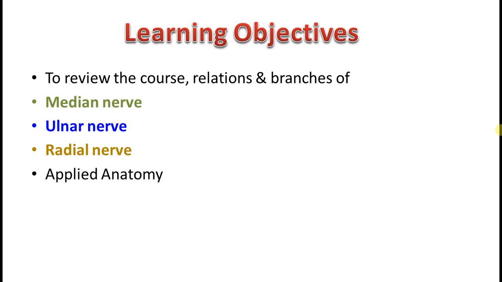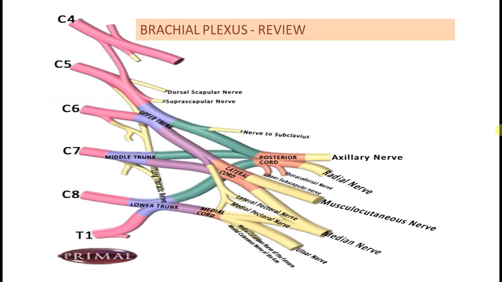So, we have seen the origin, course, relations and branches of these three nerves, in bits and parts in the arm, in the forearm and the hand. Now, in this session, I am going to summarize everything so that as one single answer you can write any one of these nerves. To start with, as a thumb rule, we all know that the innervation of the upper limb is from the brachial plexus. So, any nerve you start, you should start from the brachial plexus.